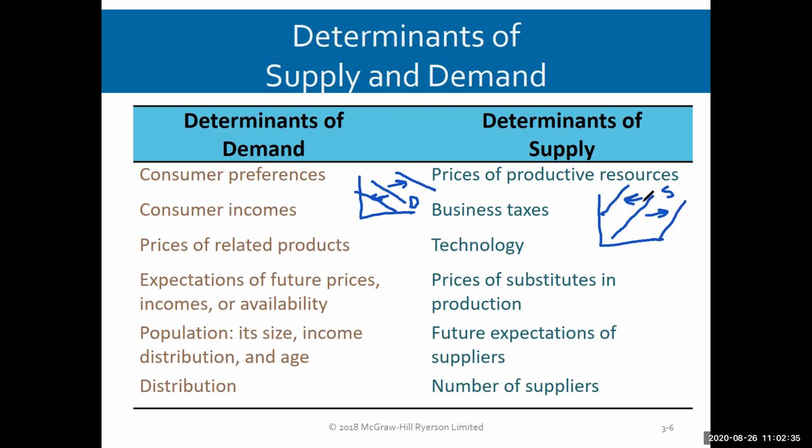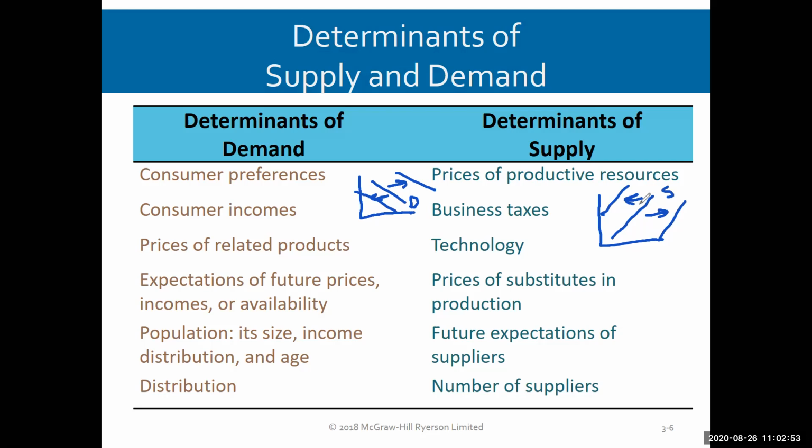So the price of productive resources is the most common one. That's the price of inputs. If the cost of producing goes down, then supply shifts to the right. Business taxes, that's a cost. If those go down, supply would shift to the right. Technology, as that improves, supply shifts to the right.